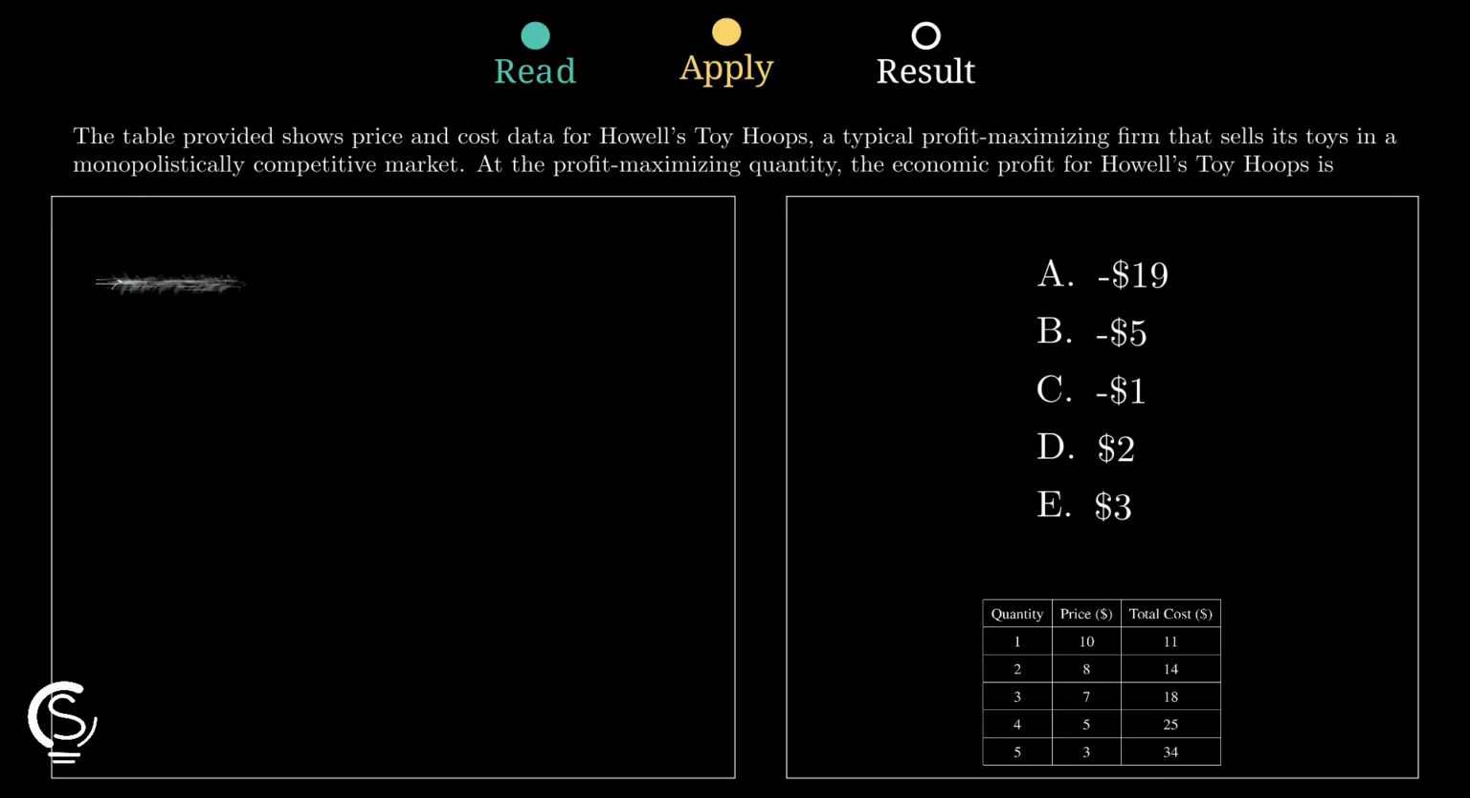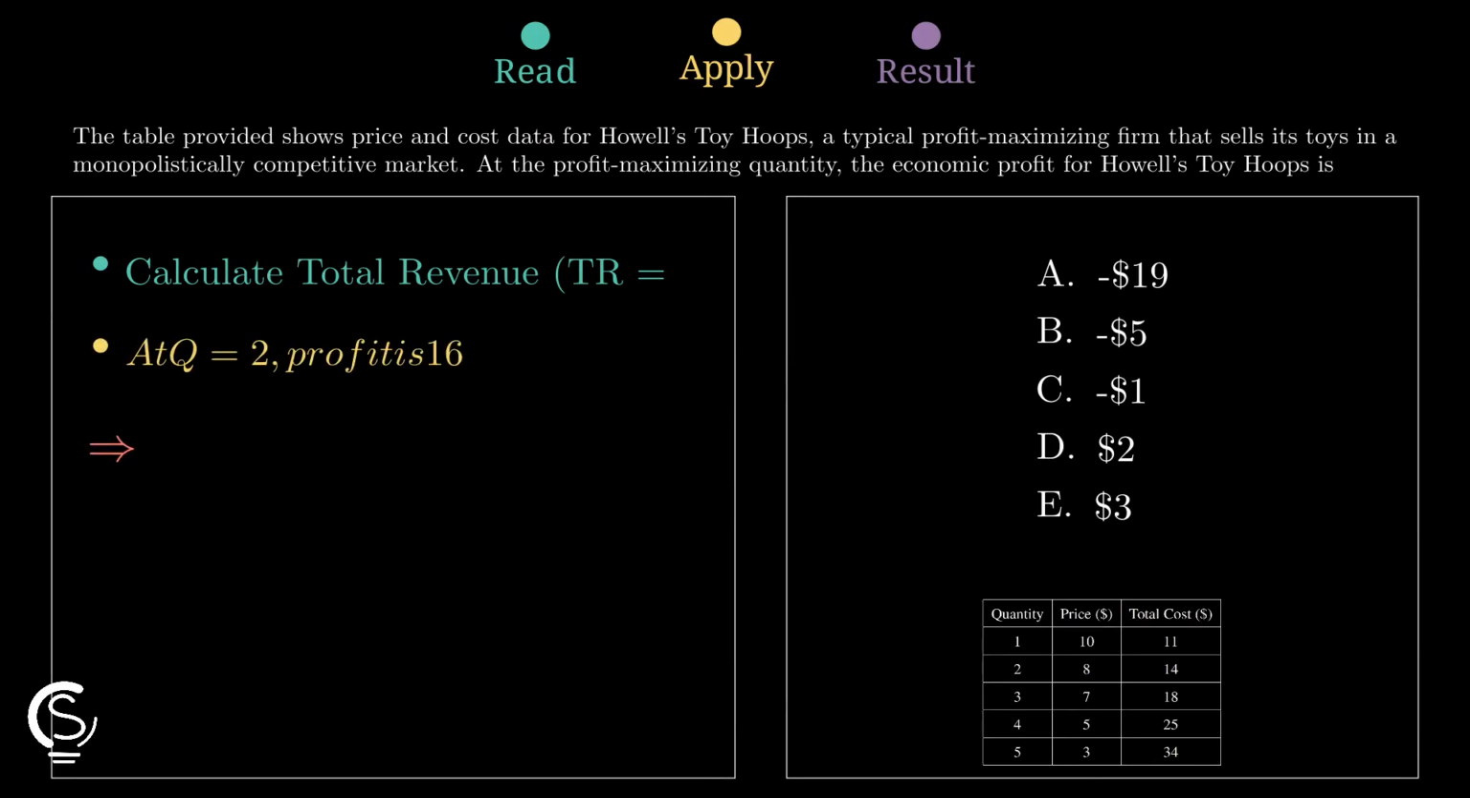Next, we calculate total revenue by multiplying the price of $8 by the quantity of 4. This gives us $32 for our total revenue at this specific level. Finally, subtract the total cost of $29 from our revenue of $32. That leaves us with a total economic profit of $3, making option E our winner.